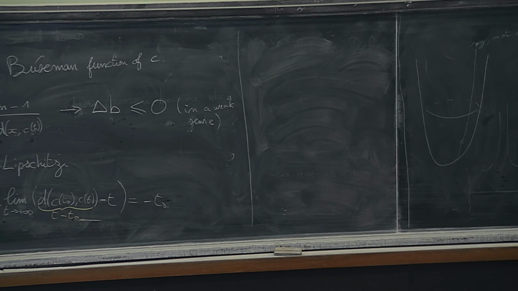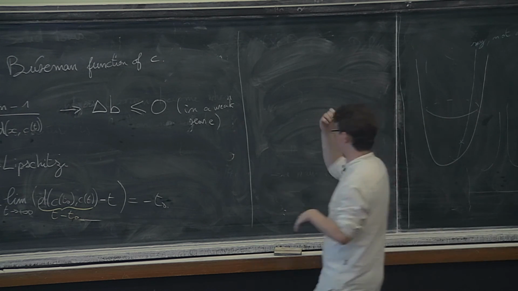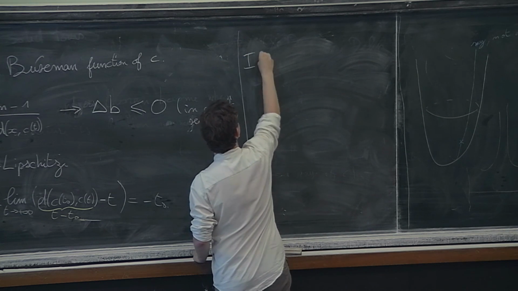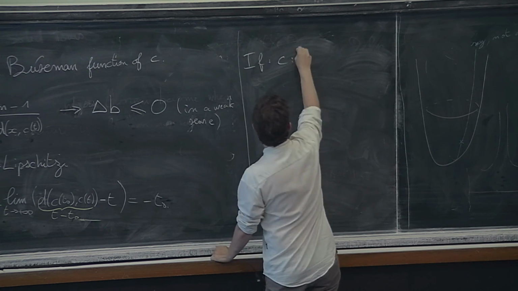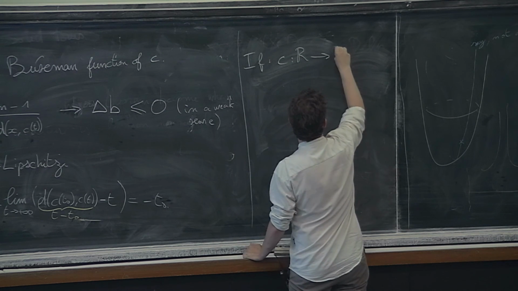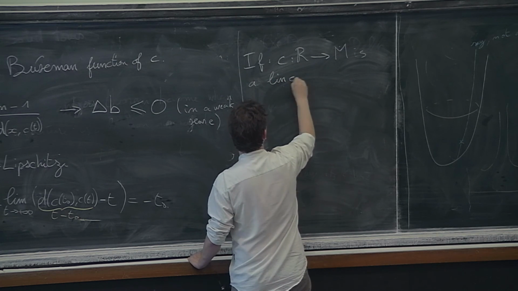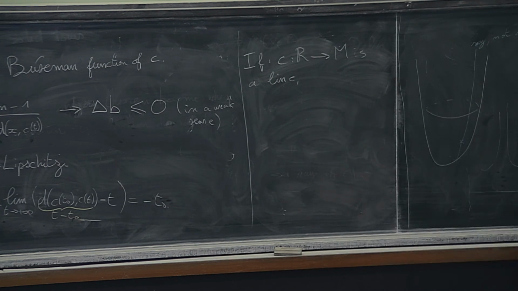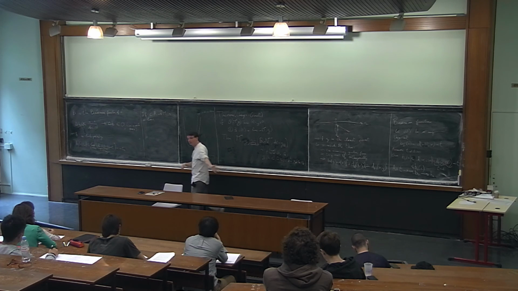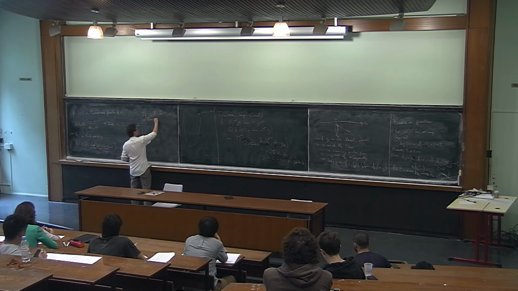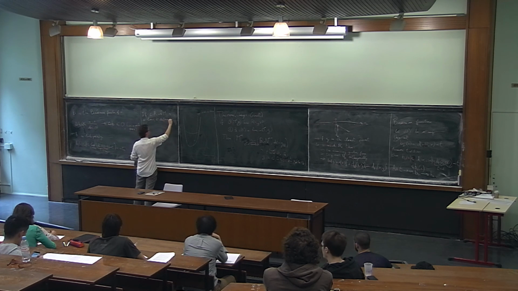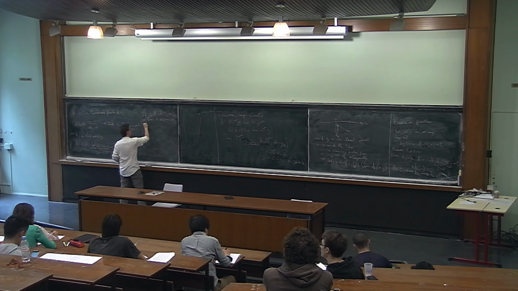Okay, now what's going on when we have a line instead of a ray? So, if c from R to M is a line, well, when you have a line, you have two rays. That comes for free. Just look at what's going on the left and what's going on the right. So it defines two rays.